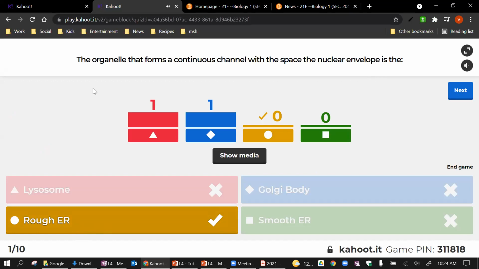Rough ER, right? That's the organelle that forms a continuous channel with the nuclear envelope. Remember, the nuclear envelope is the membrane that goes around the nucleus, and then it continues to extend into the cytoplasm to form the rough ER.